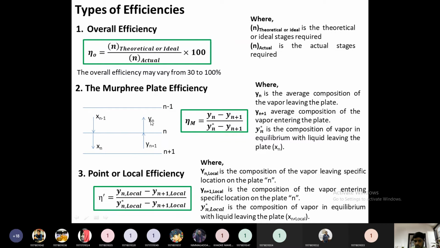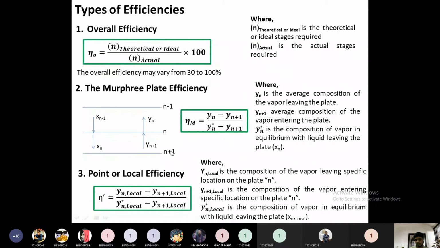we need to define the compositions first. Murphy plate efficiency is defined with respect to the mole fractions of the more volatile component in the vapor phase only, not with respect to liquid compositions. The vapors coming to the nth plate are from the n plus 1 plate, so yn plus 1. The vapors leaving the nth plate are yn. Using this, the actual change is yn minus yn plus 1, divided by the difference if the same plate is operated at 100% efficiency or ideal conditions, that is yn star minus yn plus 1.